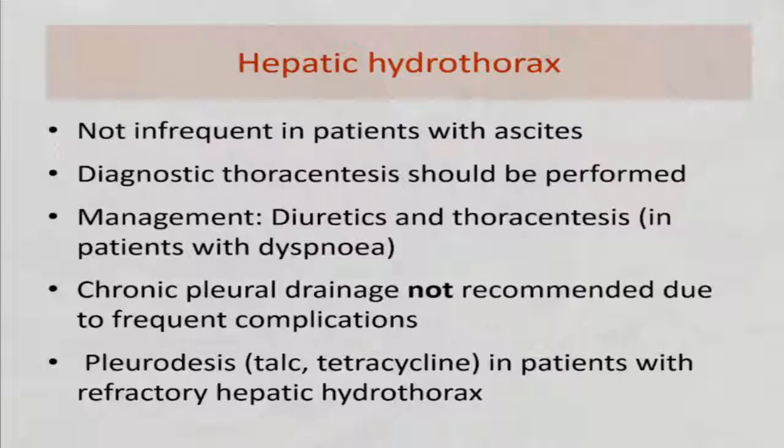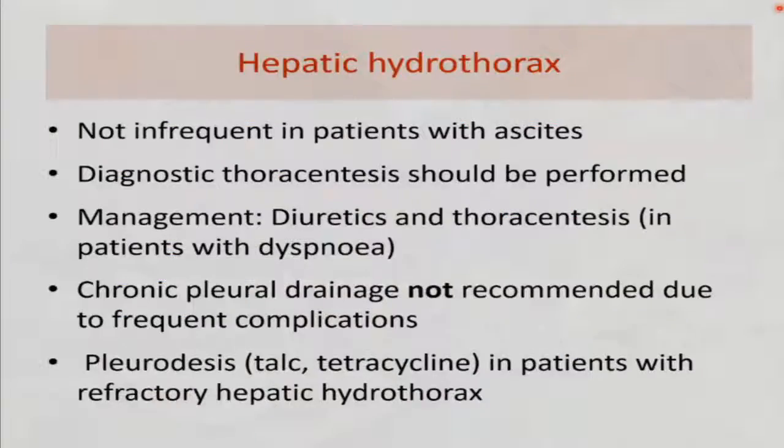Another lesser understood complication is this condition called hepatic hydrothorax. This is the development of pleural effusions, mainly on the right side, in patients who have gross ascites. And again, the treatment is very similar to ascites. Diagnostic thoracentesis to exclude infection, and the management is with diuretics and thoracentesis in patients who develop dyspnea. And again, like in our management of chronic ascites, chronic pleural drainage with IC tubes is not recommended due to very frequent complications like bleeding.